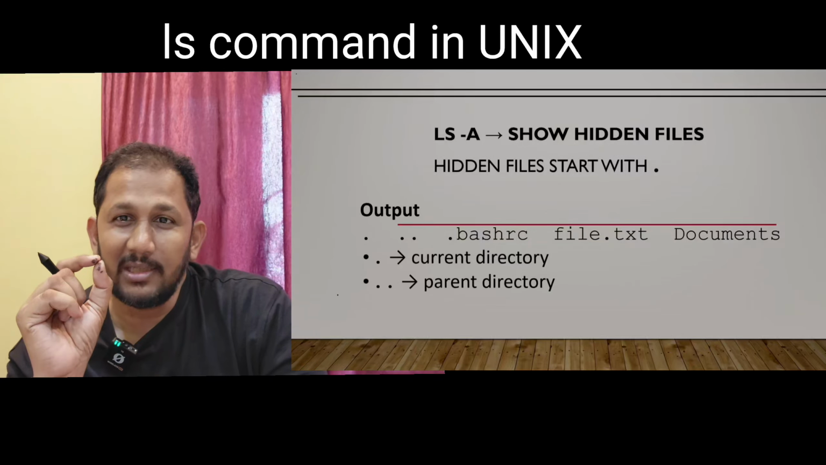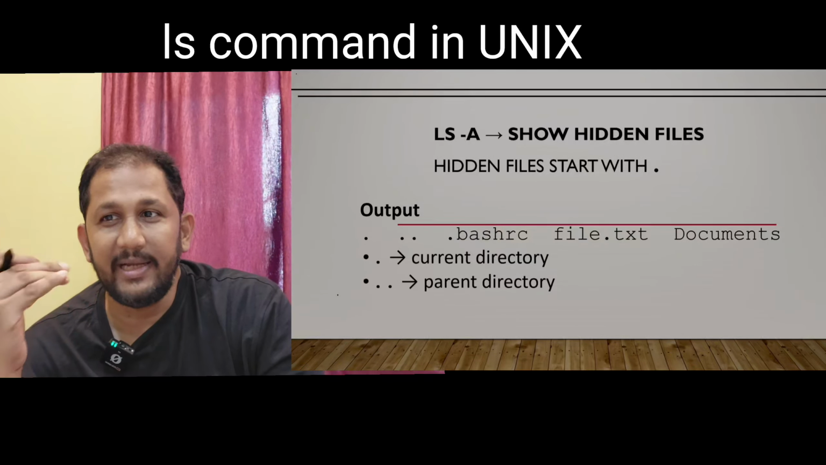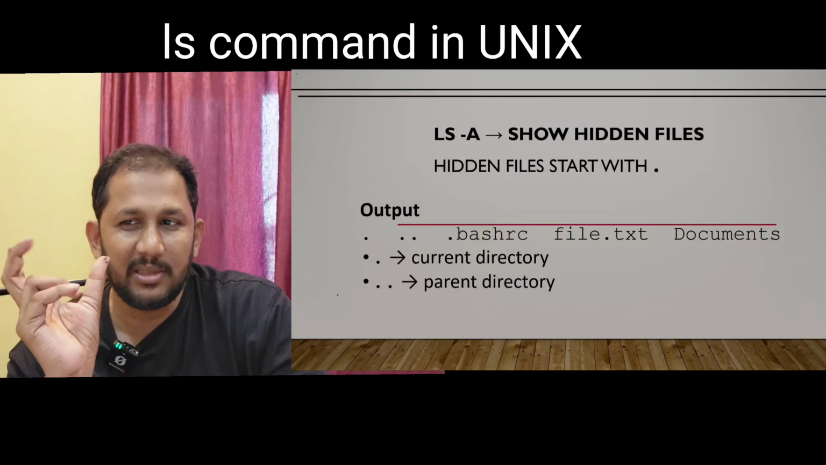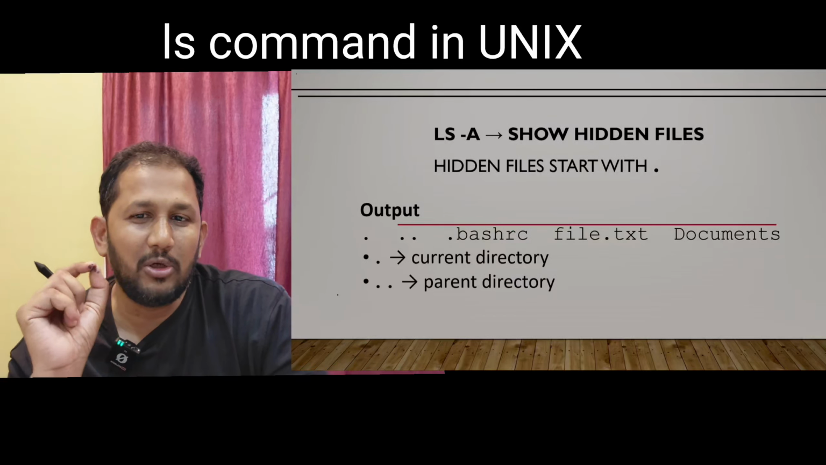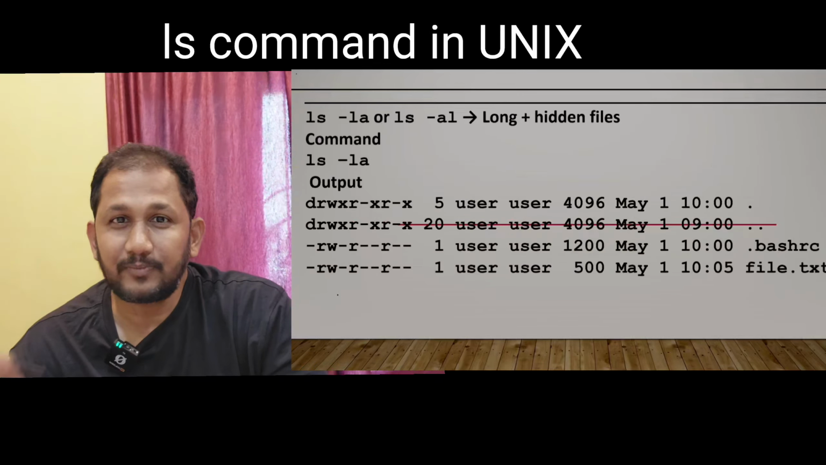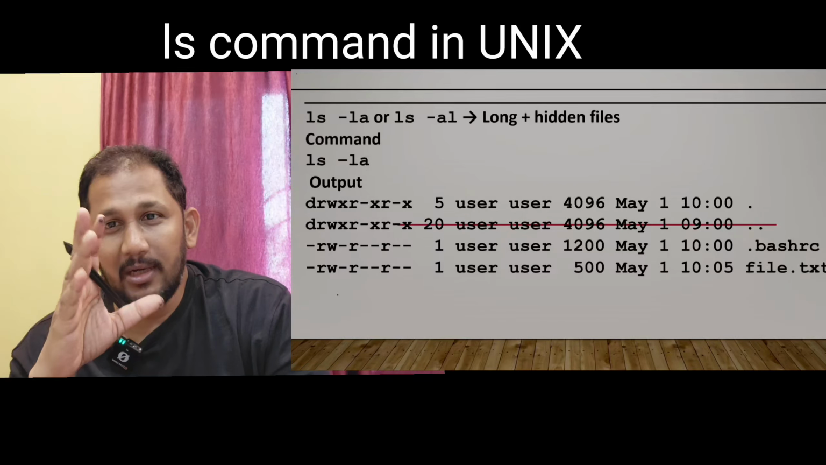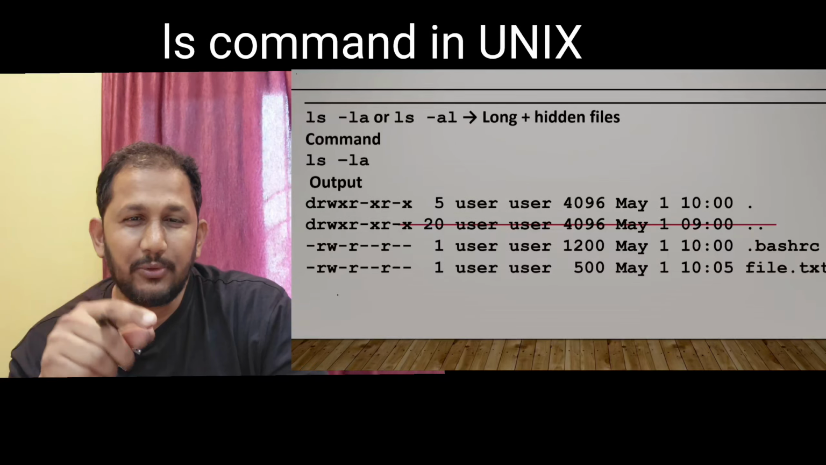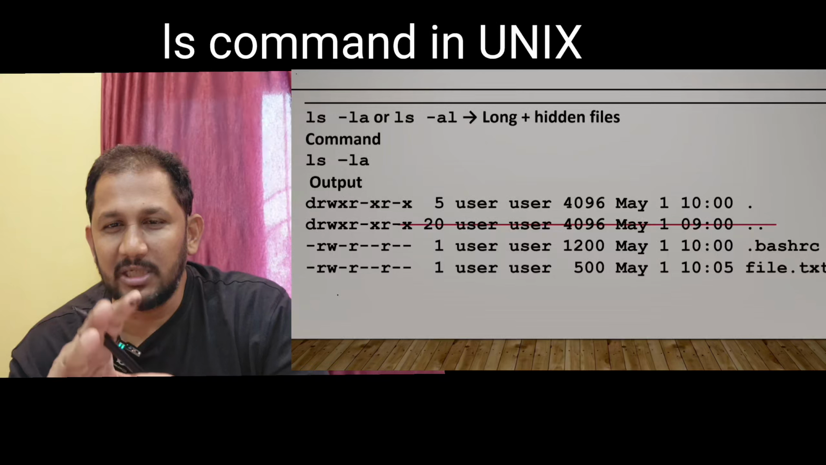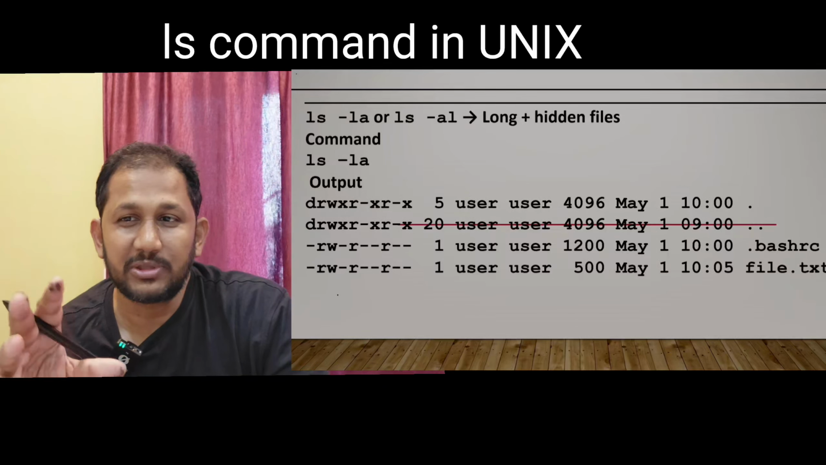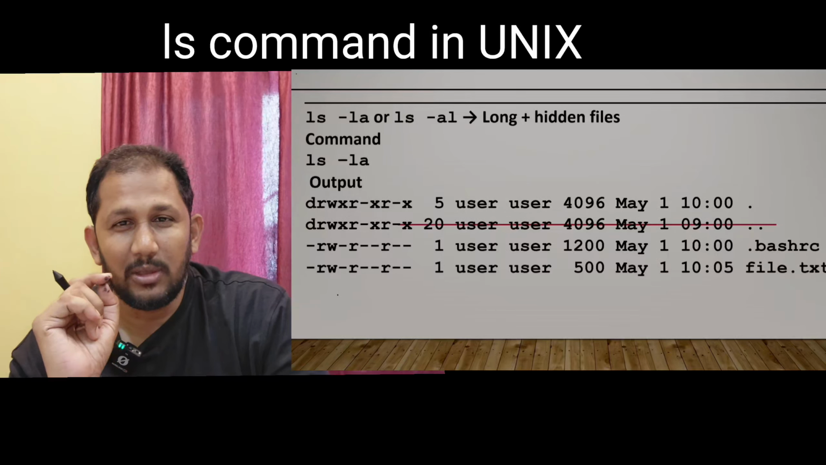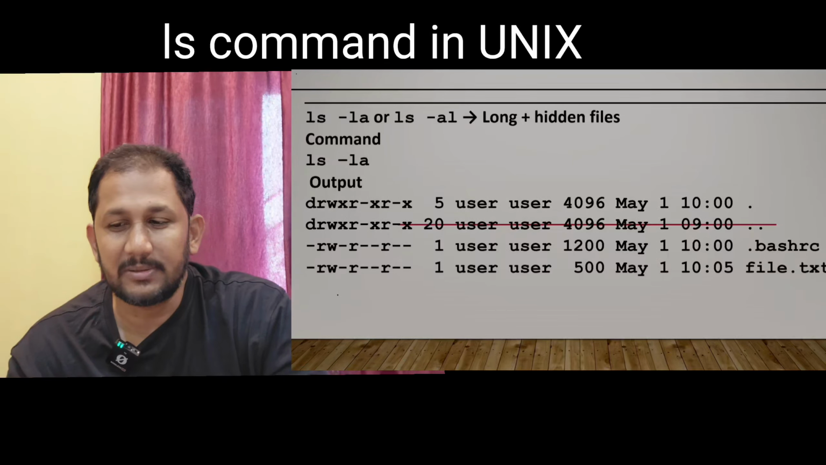Next, if we use ls -a, it will show the hidden files that start with a dot. Here the output is a dot, which means the current directory, and double dot means the parent directory. So this is known as the hidden file showing concept. Next, suppose I want to display long listing as well as hidden files, then we can use ls -la. It will show the long listing with permission, link, user, group, size, and last modification time, as well as hidden files. So this format is very useful for displaying long listing as well as hidden files.